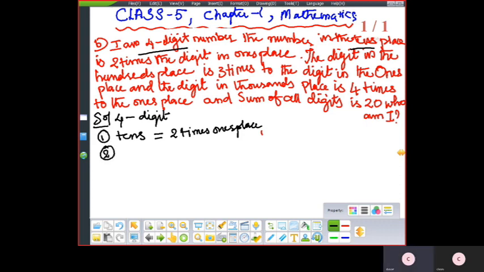So what is our second condition? First condition is over. Then the digit in the hundreds place is equal to 3 times the ones place. So hundreds place digit is how much? 3 times ones place digit.